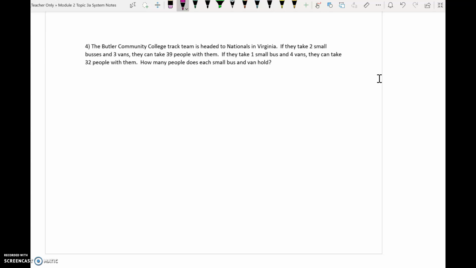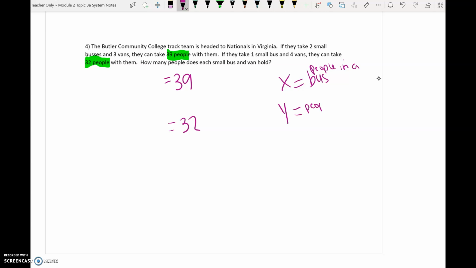So remember, when we're doing elimination as word problems, we're looking for totals. So I have a total of 39 people, and I have a total of 32 people. So I need 2 equations. I also need to figure out what I'm looking for. And the last part of this says, how many people does each small bus and van hold? So I need to find out how many people can fit in a bus and how many people can fit in a van. So that's my X and my Y.